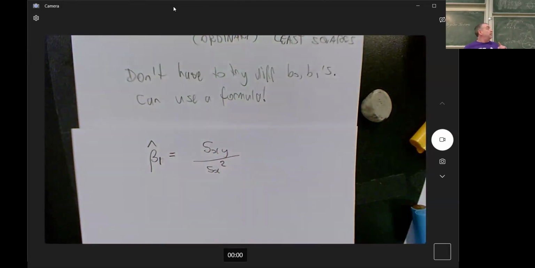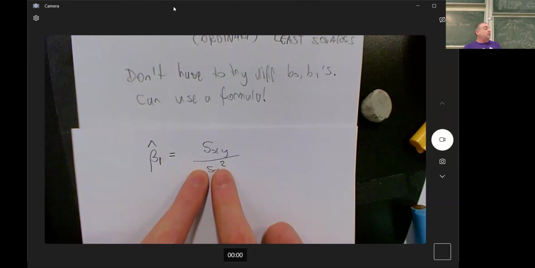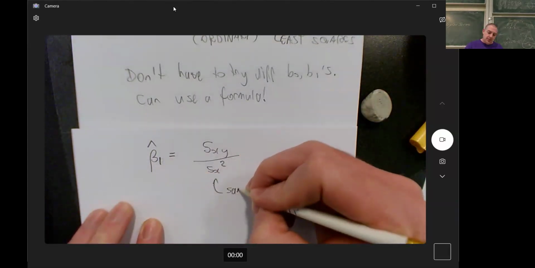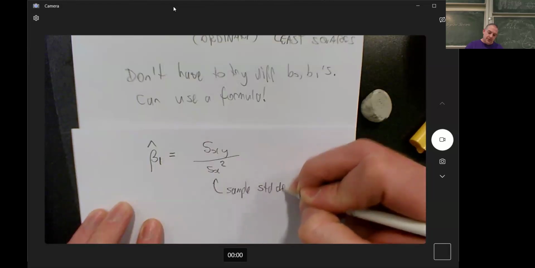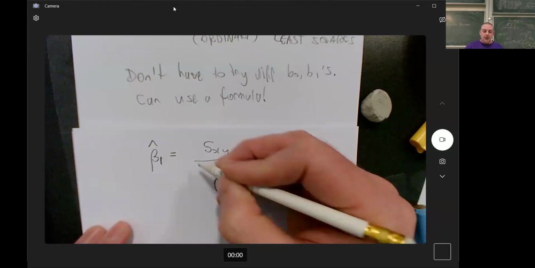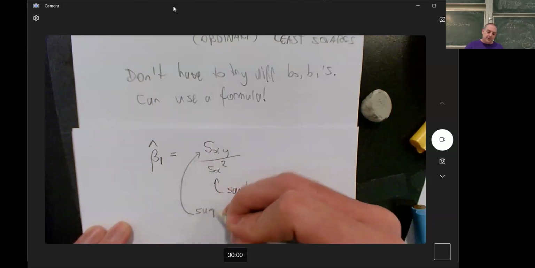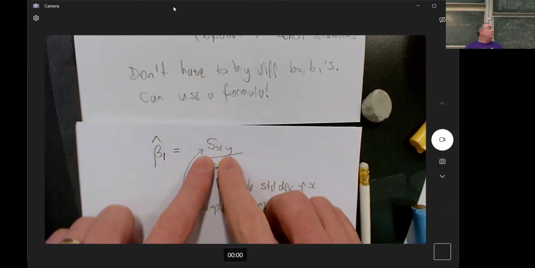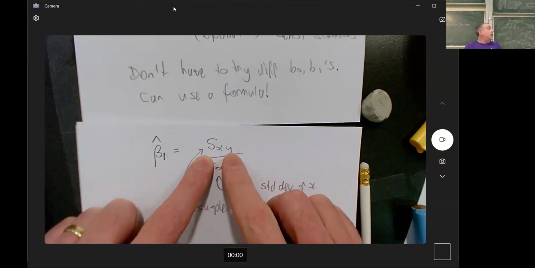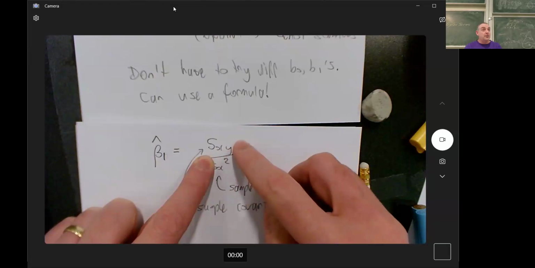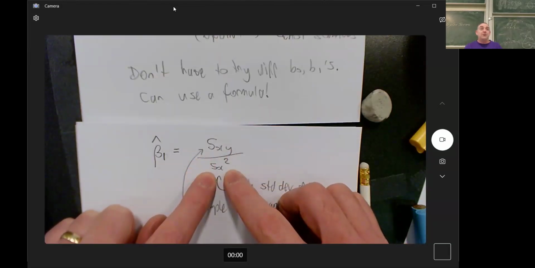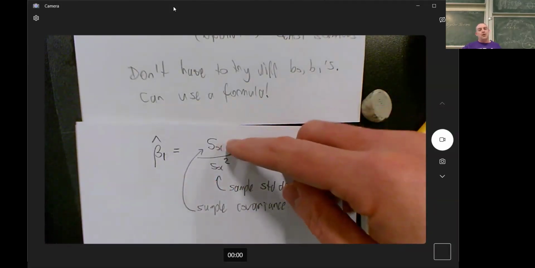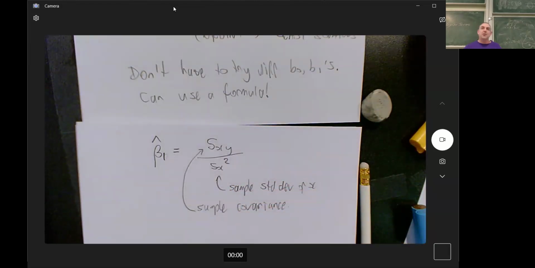Yeah, little SXY on SX squared, like that. And what these are: this is the standard deviation of X, the little SX. So that's the sample standard deviation of X. And this is called the sample covariance. So this is a measure of how much y varies when x changes. That's what the SXY is. And this is a measure of how much x varies. And so you go, well, this is how much y varies overall, and you've got to divide out how much x varies to get the total amount of variation in y. That's the idea.